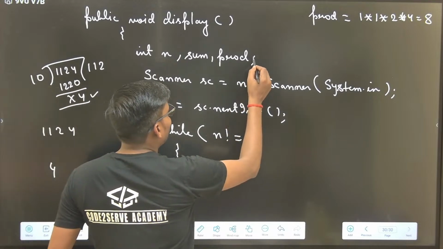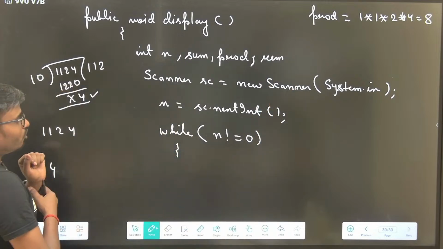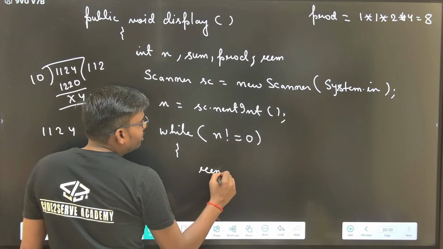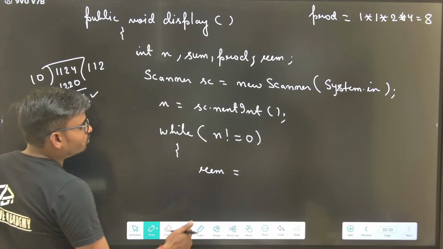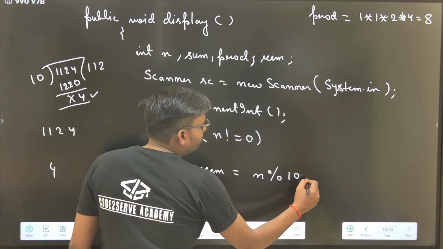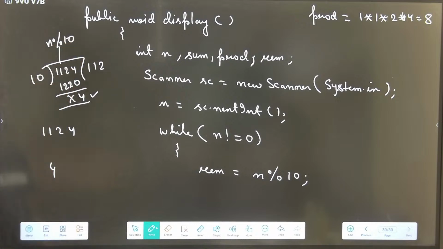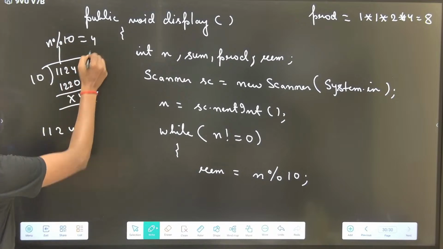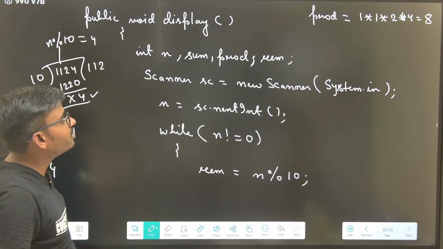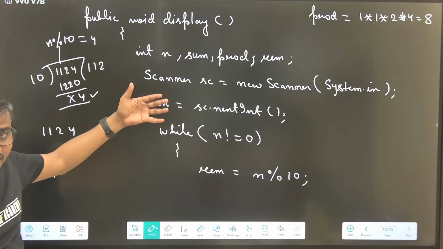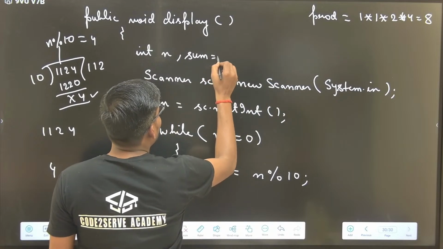So over here we'll create another variable, that is remainder. Remainder is equals to n modulus 10. Suppose this is n, and if we do the modulus operation with 10, what is the remainder? We'll get 4. So first we are trying to find the remainder. Once we get the remainder, what will we do? We'll add it. Sum initially is 0, so I am initializing sum is equals to 0.